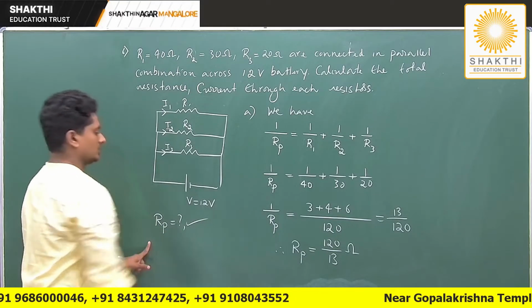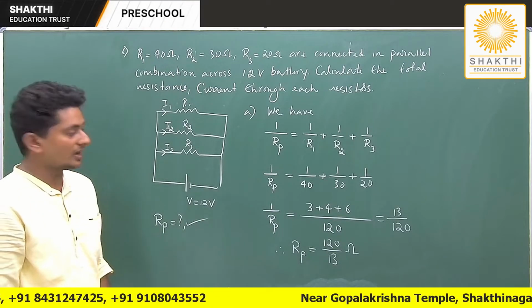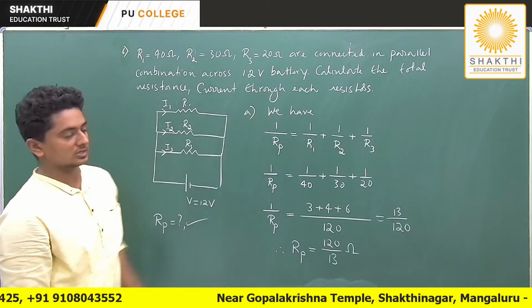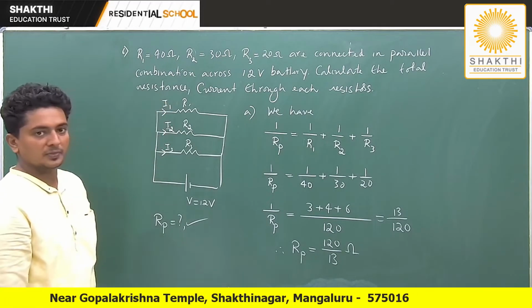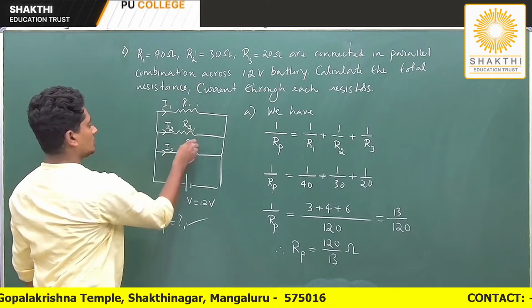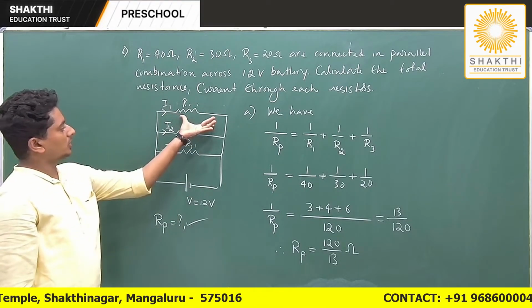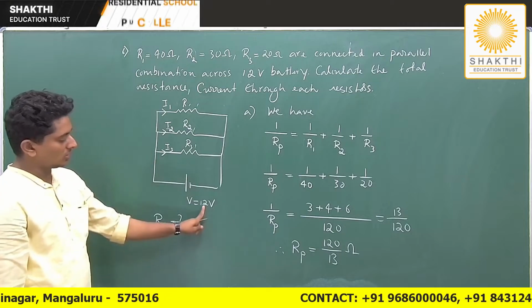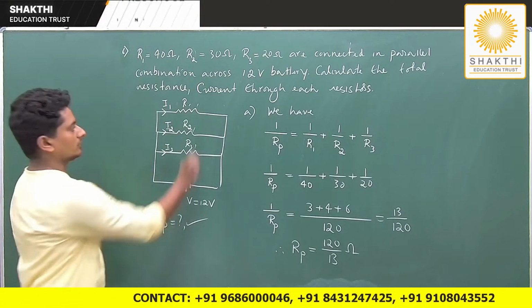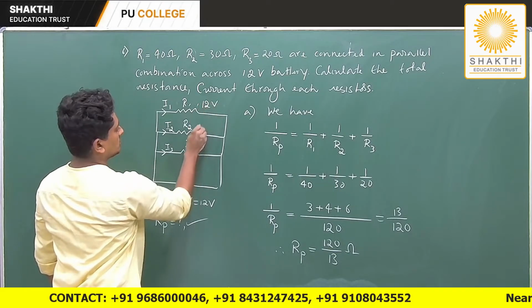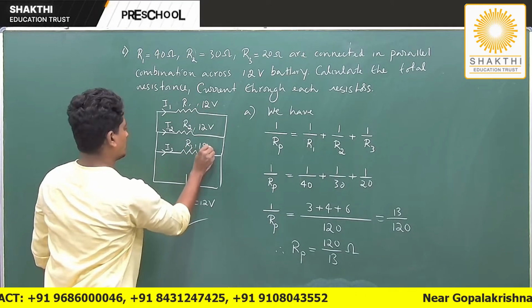We got it. Next, what do we have to calculate? We have to calculate the current through each resistor. I have to calculate I1, I2, I3. But one thing you have to remember: whenever you are in a parallel combination, the potential difference will be the same. Whatever 12 we have here, here also it will be 12, here also it will be 12. So let me write that: 12 volts, 12 volts, 12 volts.